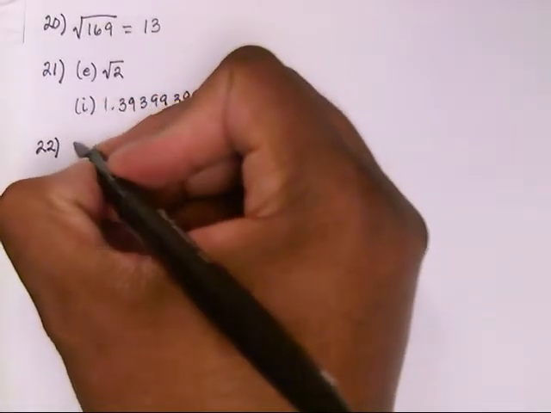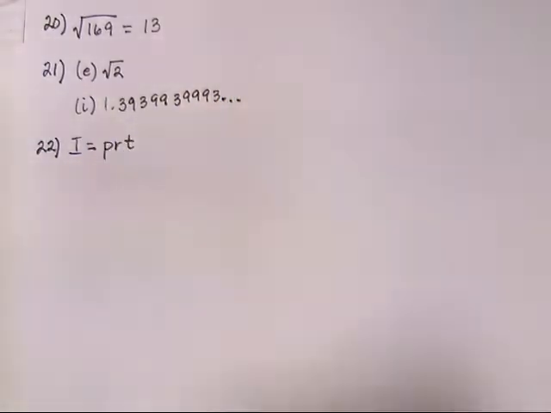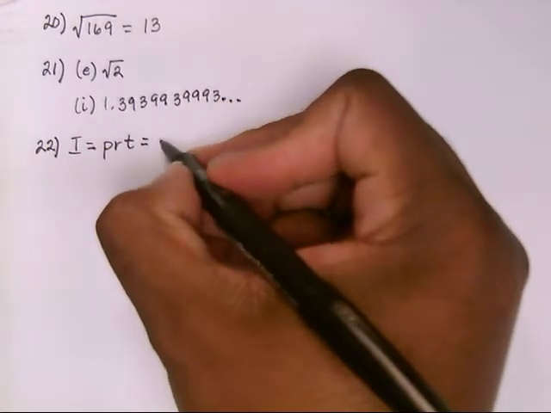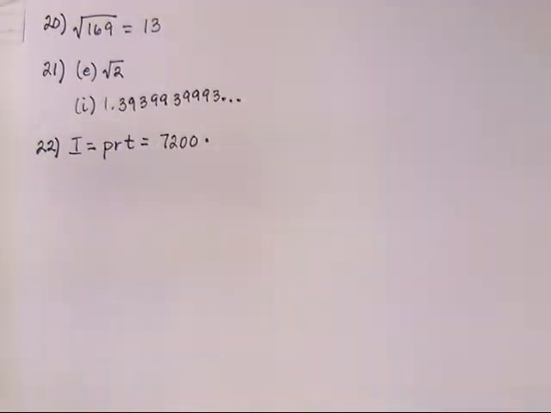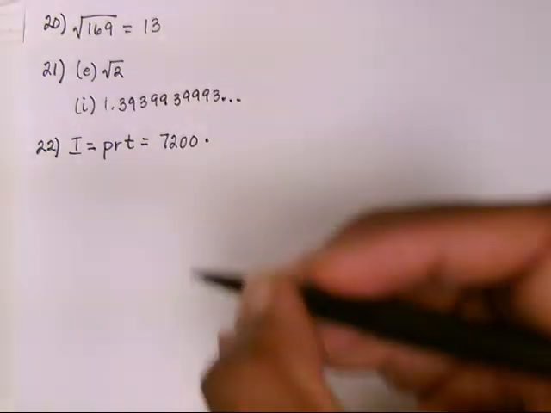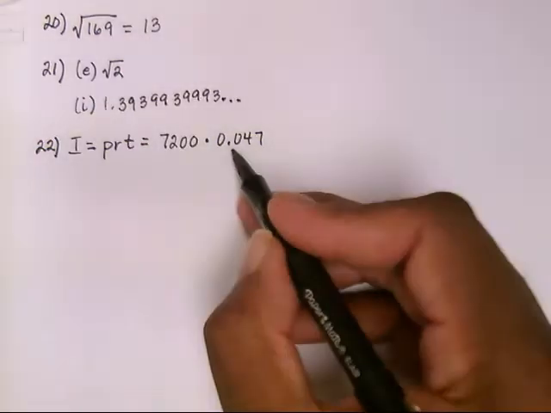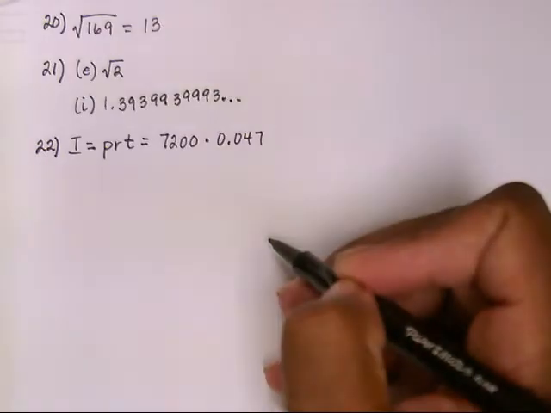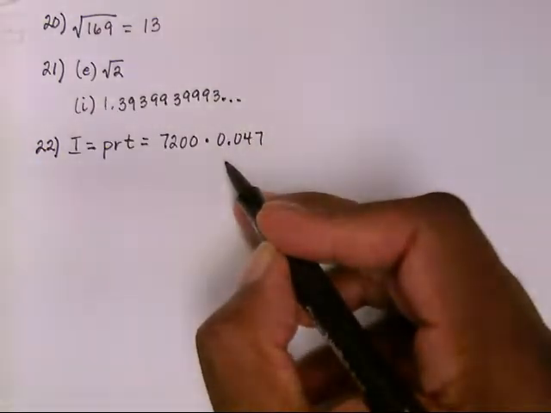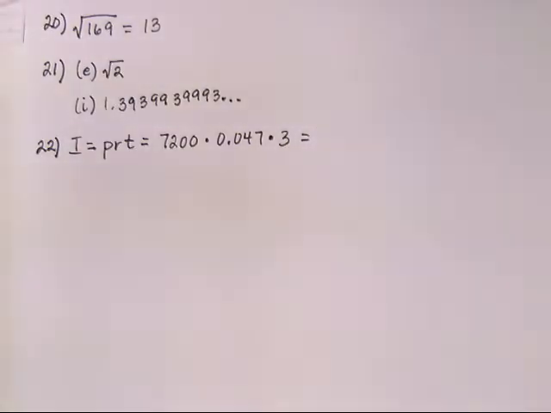Now here we're looking for the simple interest, which is only this formula, I is equal to P times R times T. And in this case, that principal is $7,200. That's going to be multiplied by this simple interest rate of 4.7%. Now, as a decimal, it's going to be 0.047. Here you can take 4.7, divide that by 100, you'll get this decimal, 0.047. And then that's multiplied by 3 years.